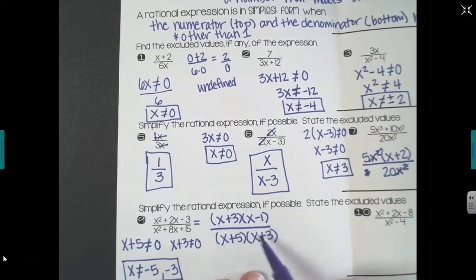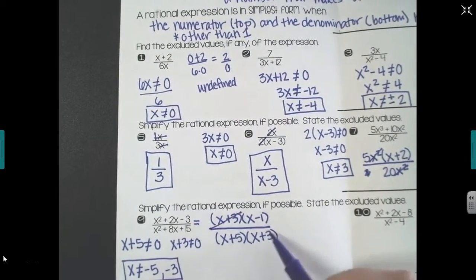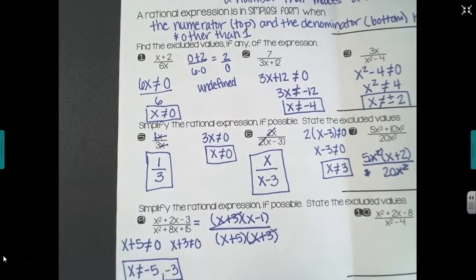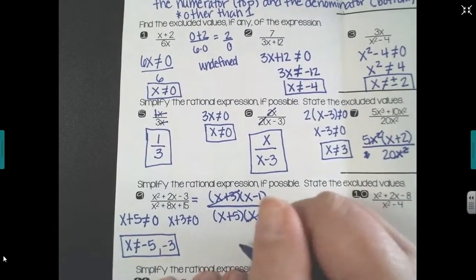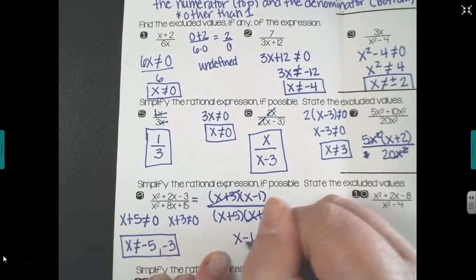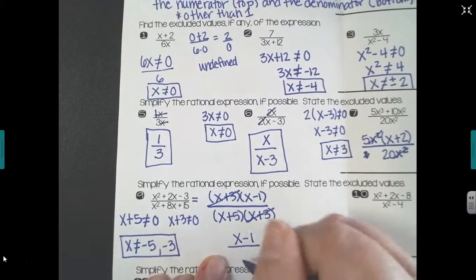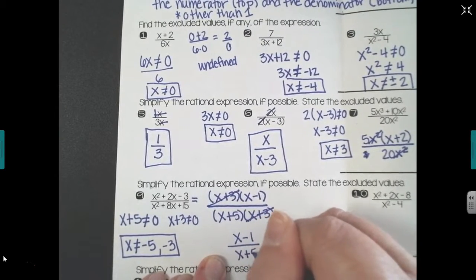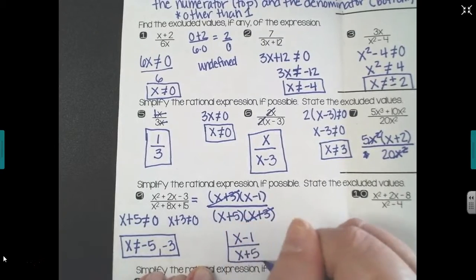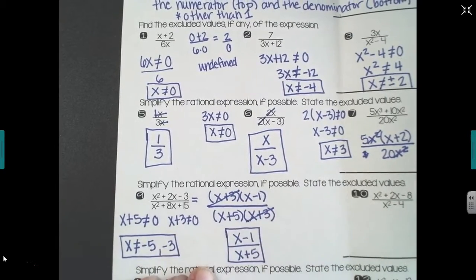What's in common, top and bottom? They both have this binomial of x plus 3. So we can cancel those out. So then we're left with x minus 1 over x plus 5.